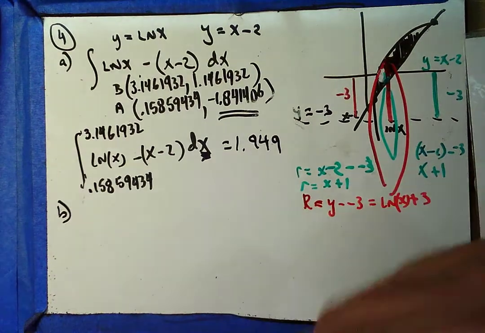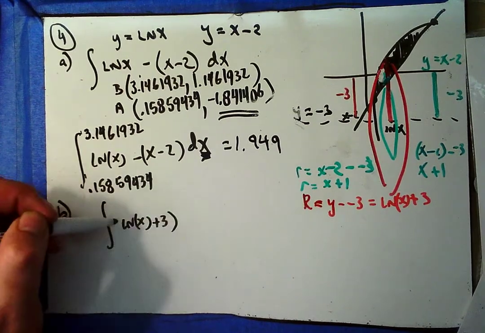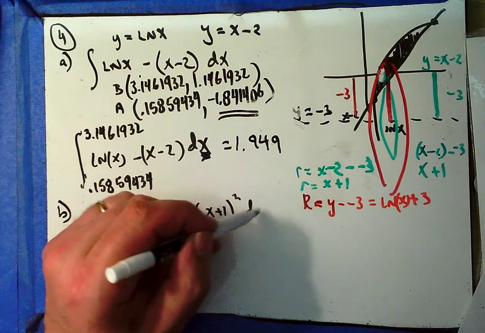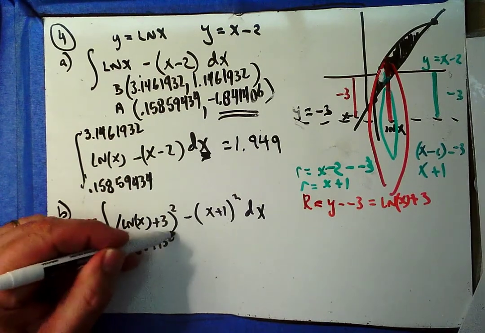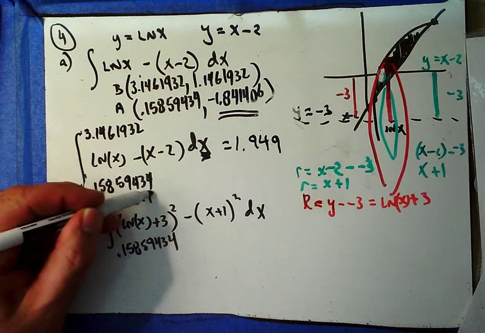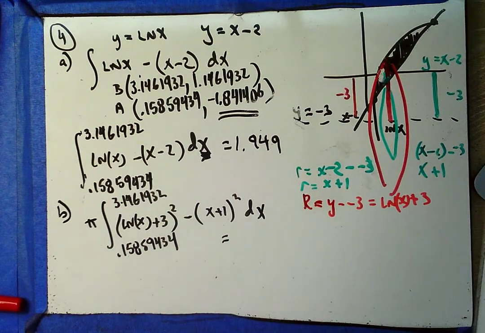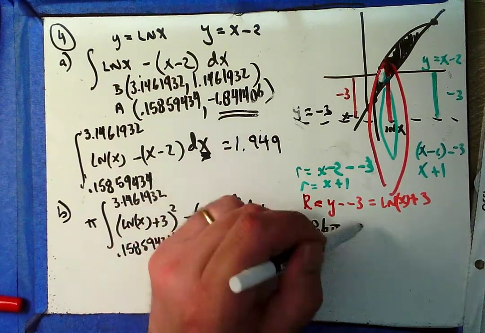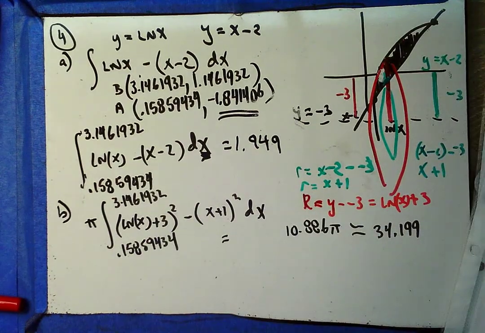So our integral expression here is going to be pi big R squared, which is ln of x plus 3 squared minus, and our little r is x plus 1 squared dx, and we're going from 0.1585934 to 3.146192. When I did this, and I believe this was my setup, I don't think I tried to do this as shells at all. When I did this, and that's exactly what I had as my setup, I had 10.886 pi, or approximately 34.199 units cubed. Okay, there's my volume.